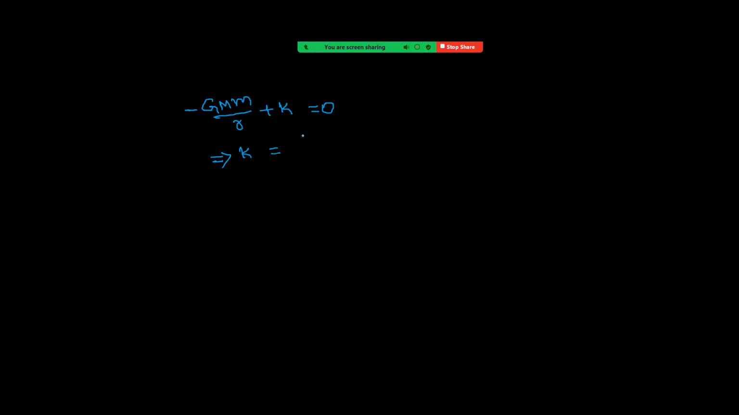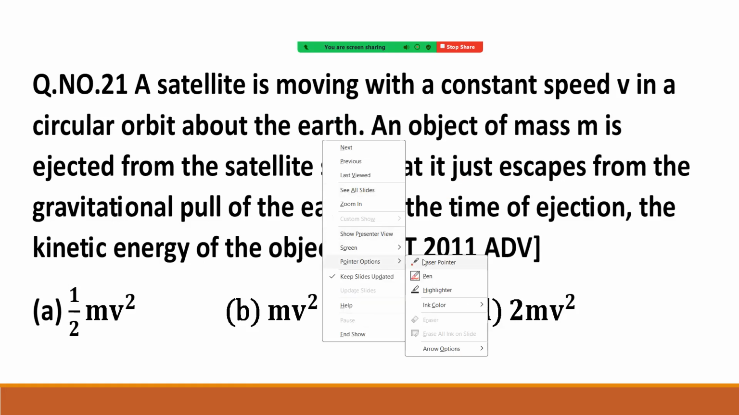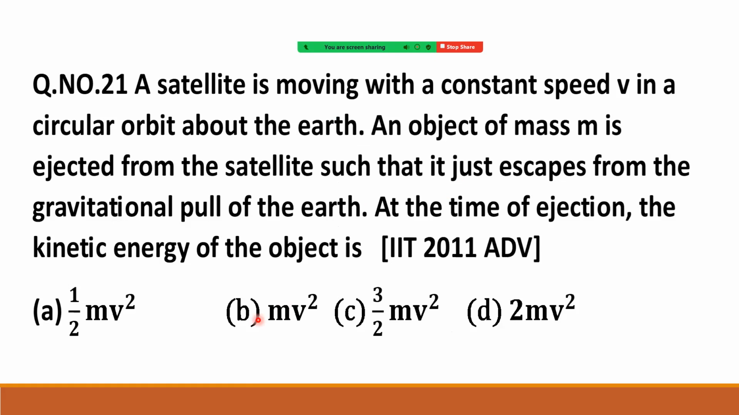So from this, K equals GMm by R. Now this can be taken as m into, in place of GM by R, V square, where V stands for orbital velocity. So this is the kinetic energy required to escape from that attractive force. So the answer is mv square, right?